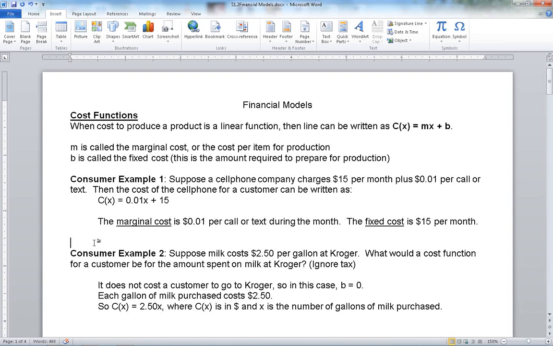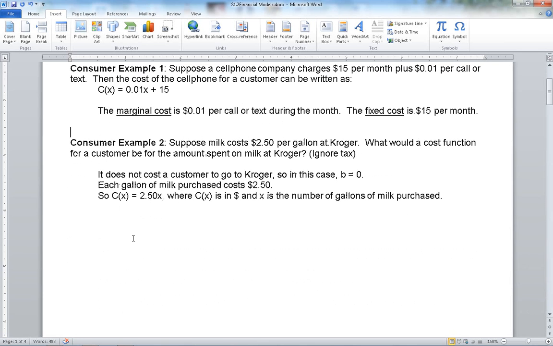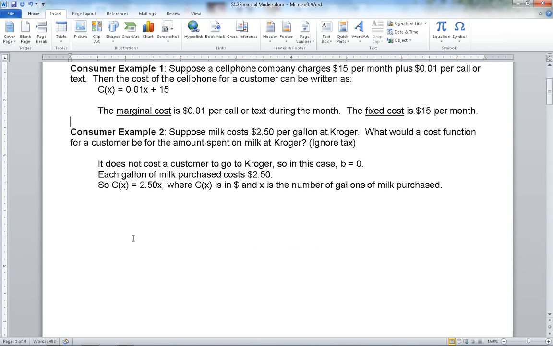In the second example, suppose that we look at the cost of milk at Kroger. And for simplicity, let's just say that it's $2.50 per gallon purchased at Kroger. What would a cost function for a customer be for the amount spent on milk at Kroger in terms of number of gallons purchased? And we're going to ignore tax.